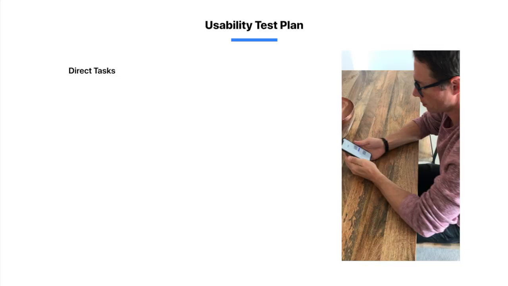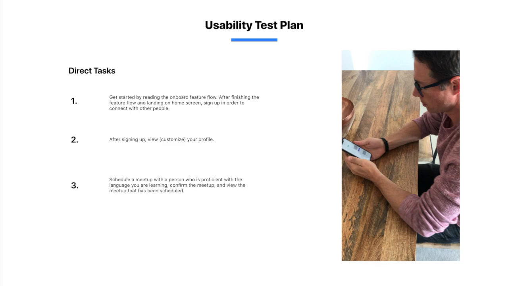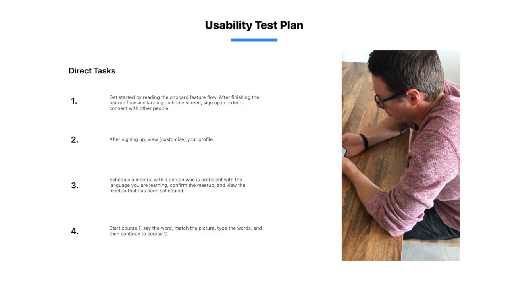The direct tasks I tested were, first, getting started by reading the onboard feature flow. After finishing the feature flow and landing on the best match home screen, triggering the sign-up screen in order to connect with other people. Second, once sign-up is completed, viewing and customizing your profile. Third, scheduling a meetup with a person who is proficient with the language you are learning, confirming the meetup, and viewing the meetup that has been scheduled. Fourth, start course 1. Say the word, match the pictures, type the words, and then continue to course 2.